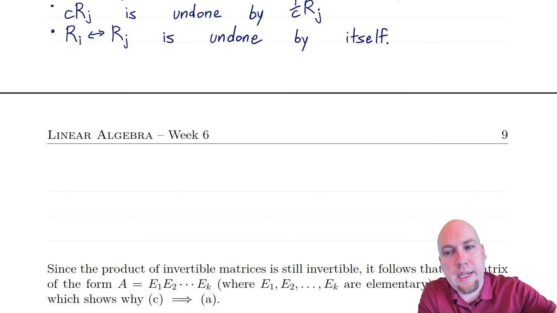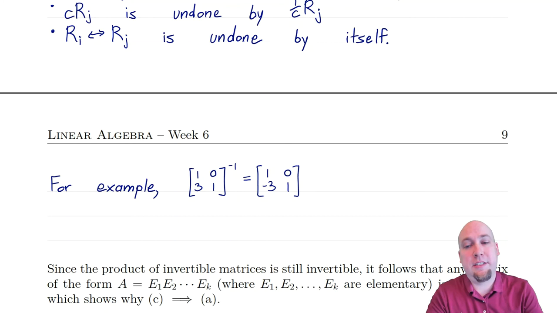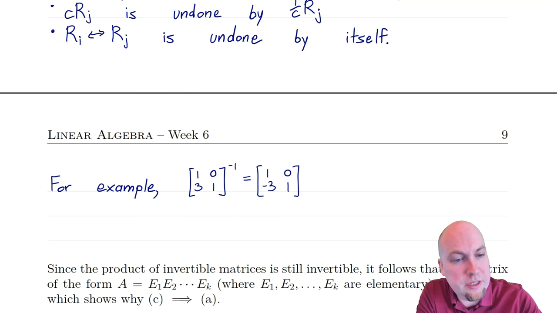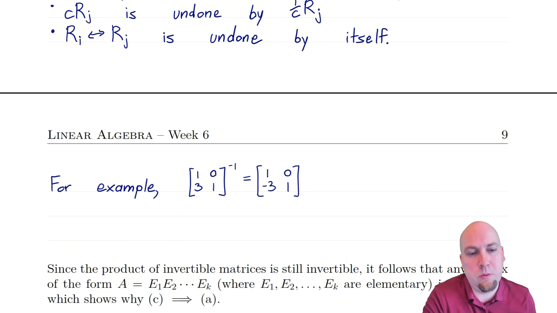Okay, so in terms of elementary matrices, what this means is that you can invert each of the elementary matrices. For example, if you have an elementary matrix corresponding to an addition row operation like this, row two plus three row one, the inverse of that is going to be the elementary matrix corresponding to row two minus three row one, okay?